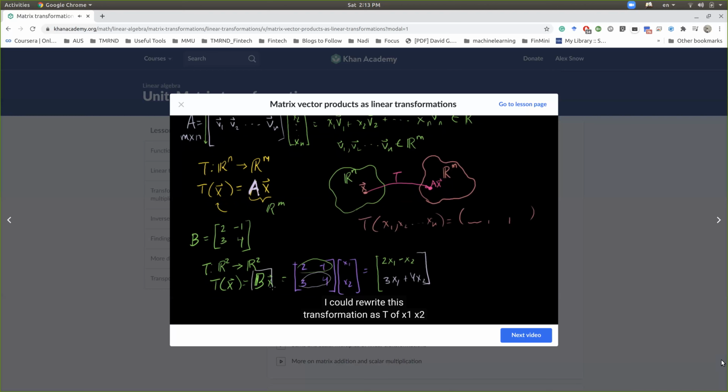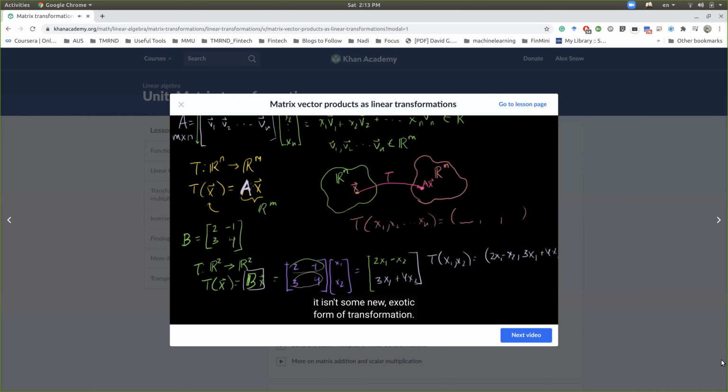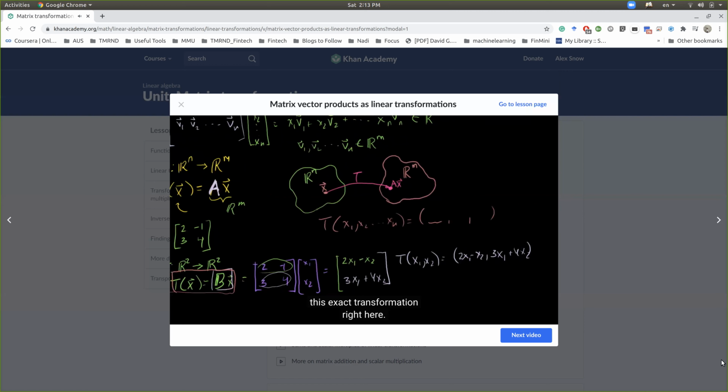So this is what we might be more familiar with, and I could rewrite this transformation as T of x1, x2 is equal to 2x1 minus x2, comma, 3x1 plus 4x2. So hopefully you're satisfied now that matrix multiplication isn't some new exotic form of transformation. This statement right here is just another way of writing this exact transformation right here.